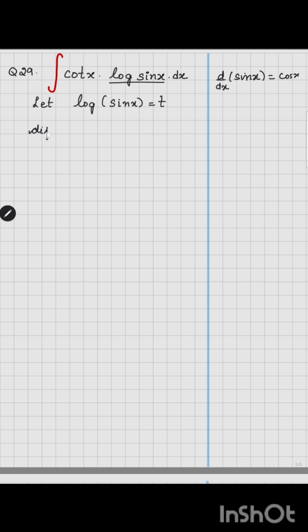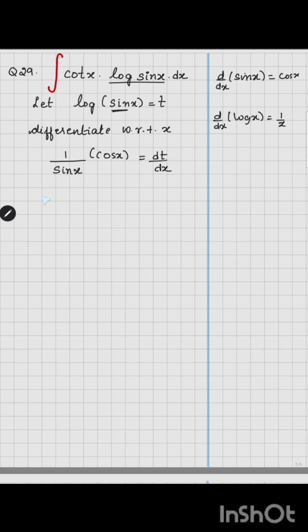Now we will differentiate with respect to x. So what is the derivative of log x? It is 1 by x, right? So we will get 1 by sin x. Now by the chain rule, we should also differentiate sin x, which is cos x, and this is equal to dt by dx. Now cos x by sin x is cot x. Now we will cross multiply dx, we will get dt. So now everything in x is in the form of t.